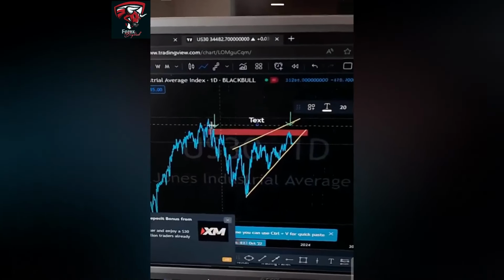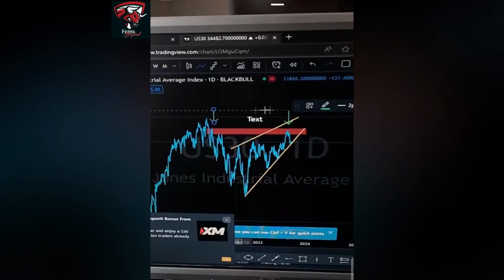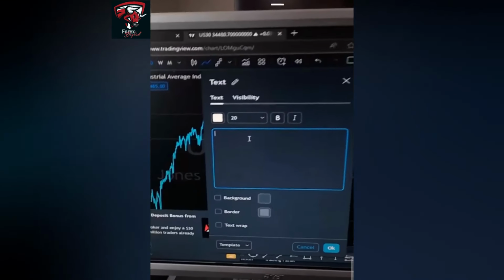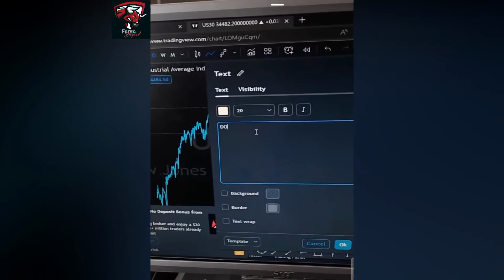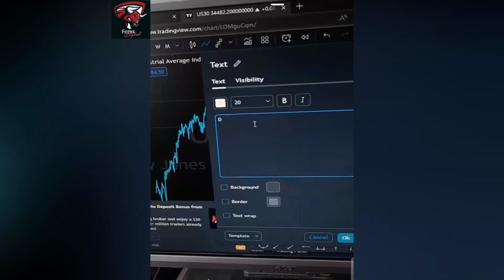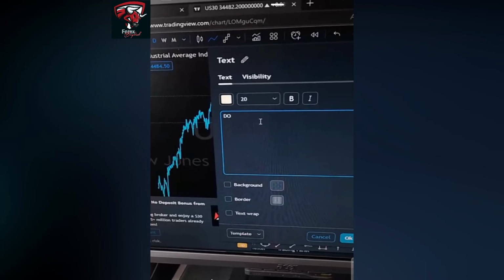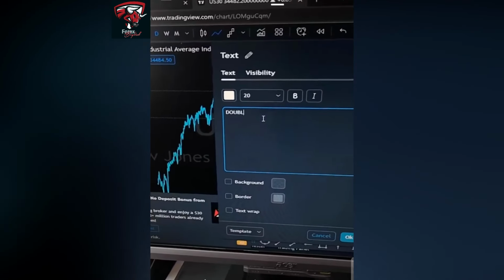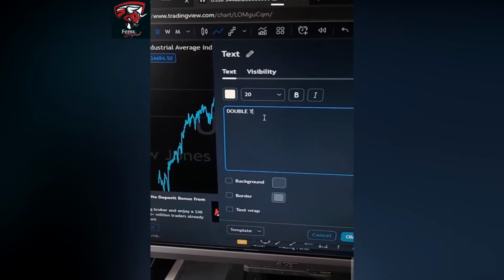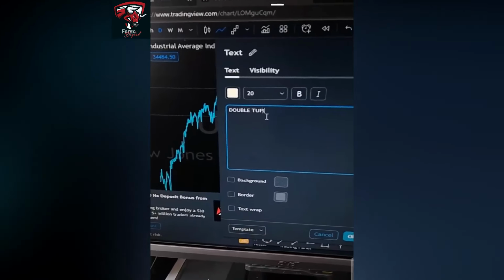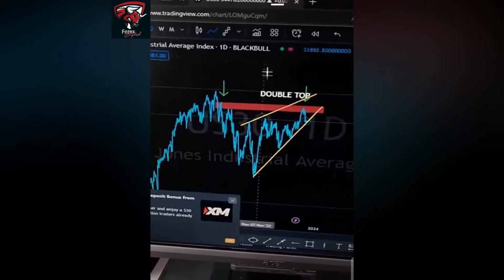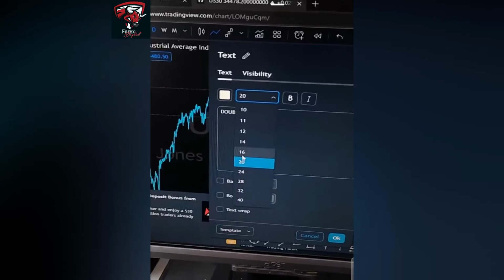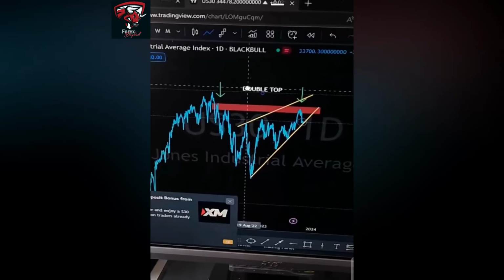Back to the text tool. What is that? Double top, right? Double top. I can't see properly here, guys. I wear glasses. Double top, right? And I'm holding this, so I'm using one hand to actually type. What am I typing there? Double top, right? Cool. There it is. It's too big. Let's lower it down. 16 here. Yeah, there we go.